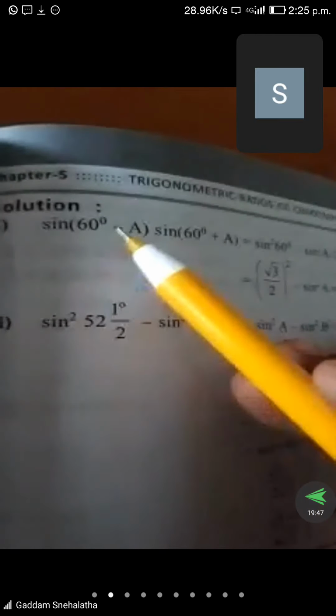So here the value of A is 60 and the value of B is A. So we can write sine square A minus sine square B, where sine square of 60 degrees minus sine square of A. We all know the value of sine 60. What's the value of sine 60? Root 3 by 2. So sine square 60 is root 3 by 2 whole square, minus sine square A.